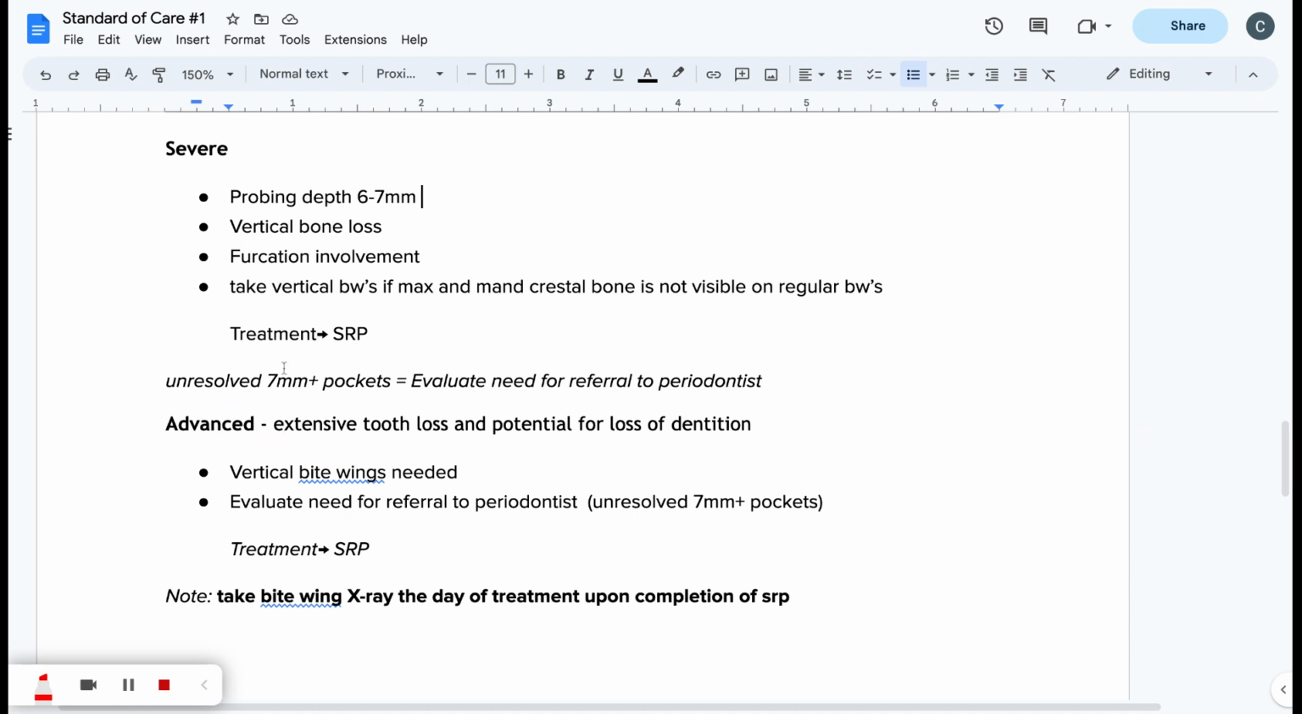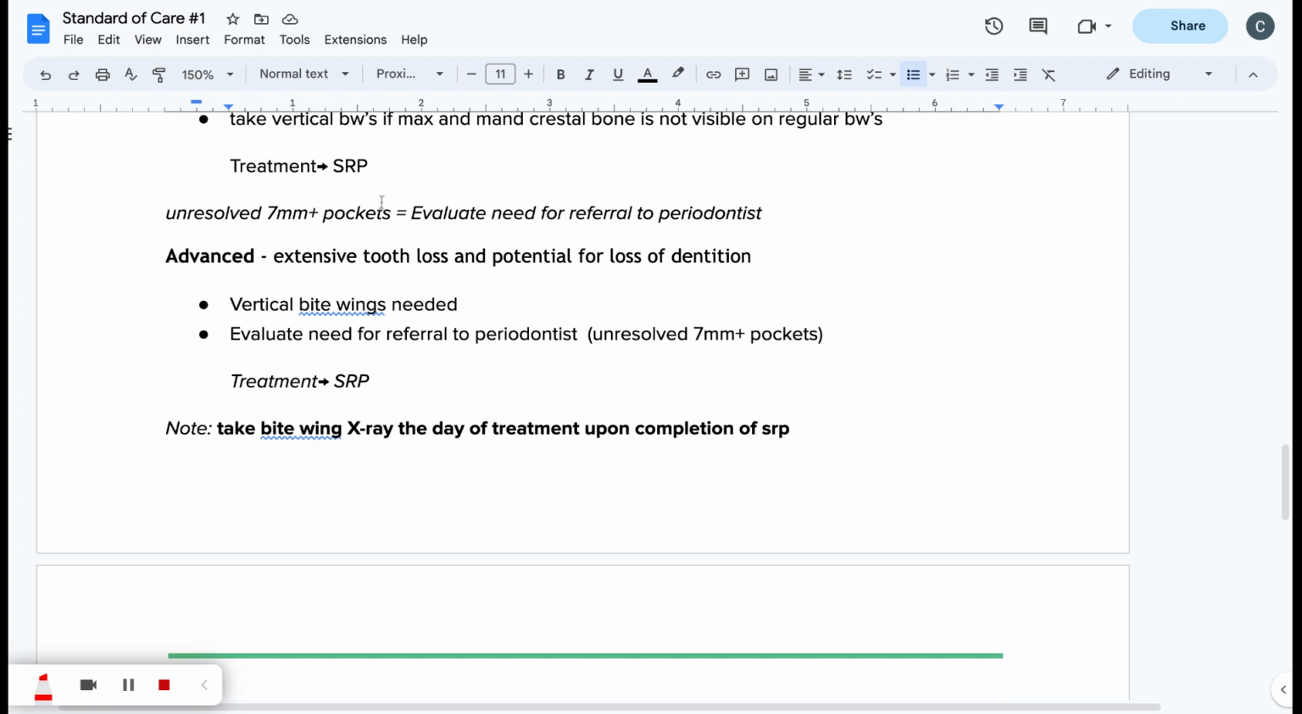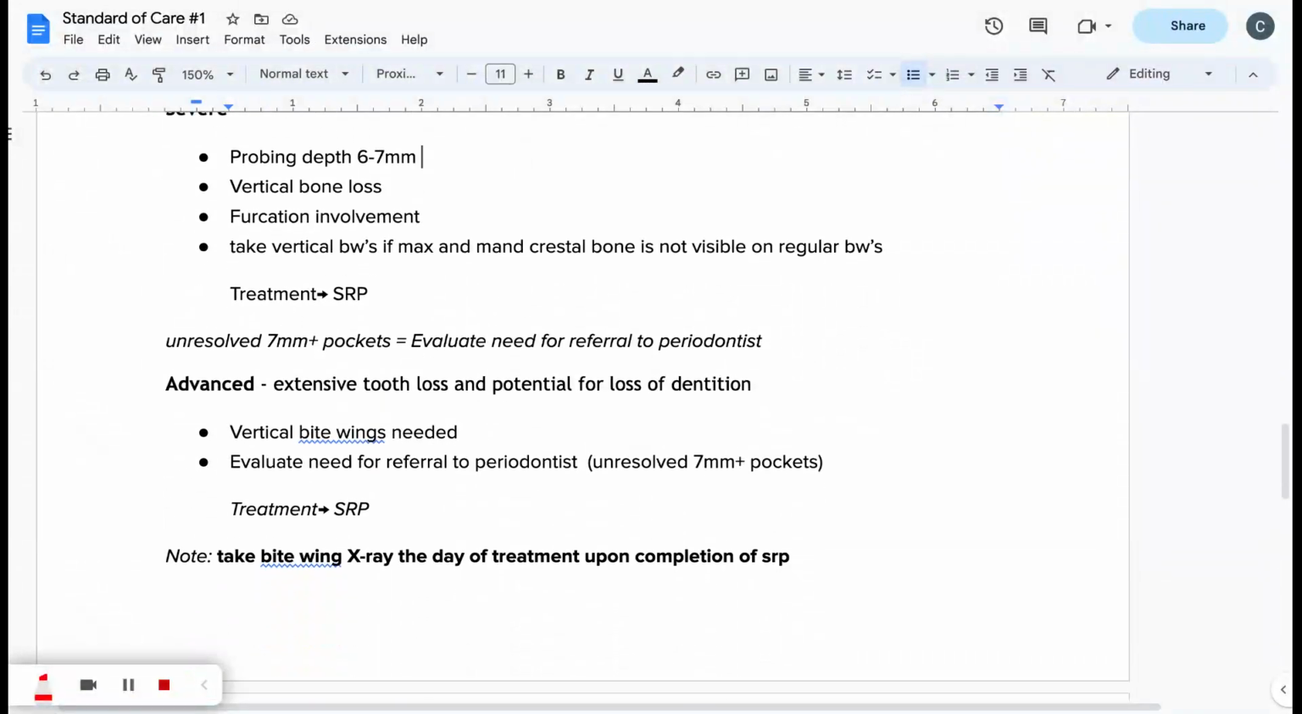For these two patients, severe and advanced, when we take regular bitewings, if we're unable to see the bone on the maxillary and mandibular arch, please take vertical bitewings. We are going to treat both patients with SRP.